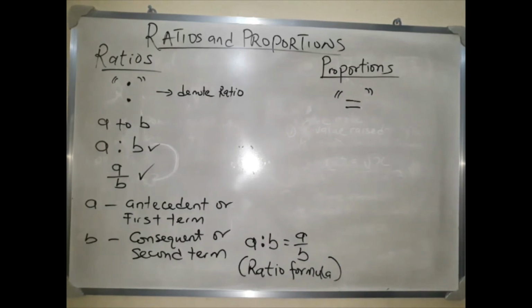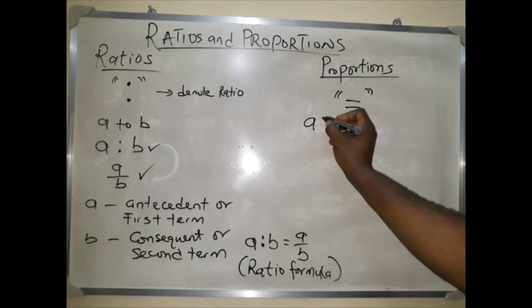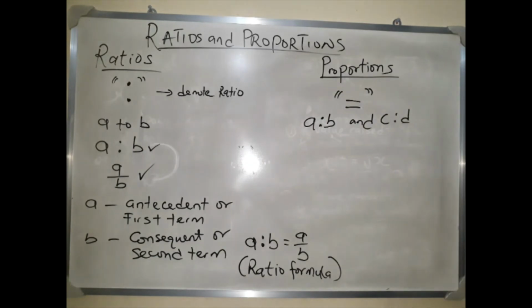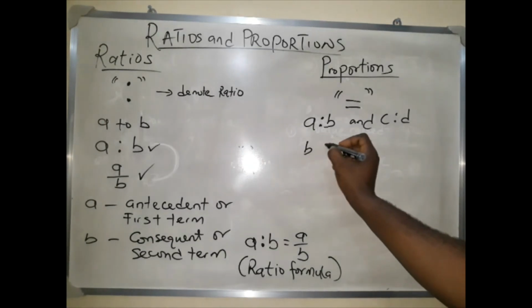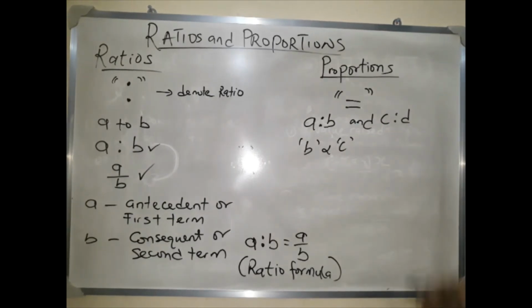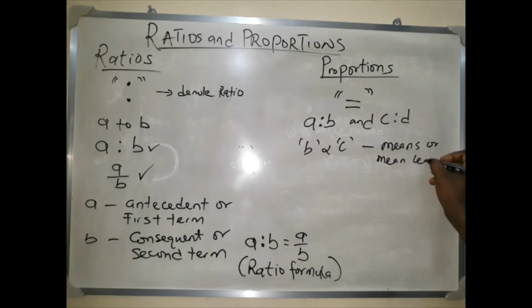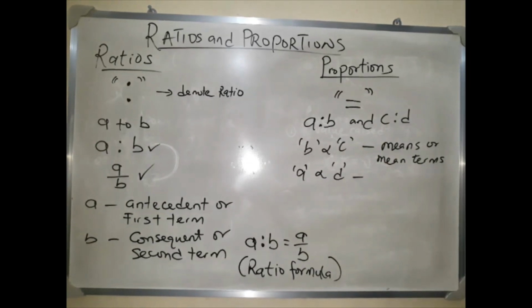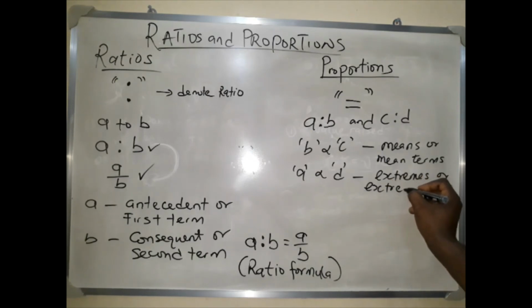Now let us assume in proportion that we have two ratios, A ratio B and C ratio D. The two terms B and C are called the means, or mean terms, while the terms A and D are known as the extremes, or the extreme terms.